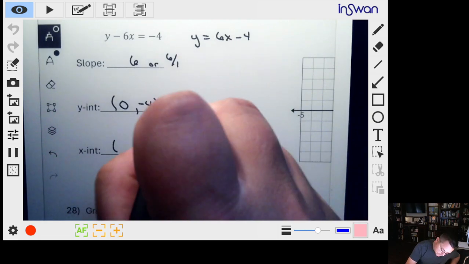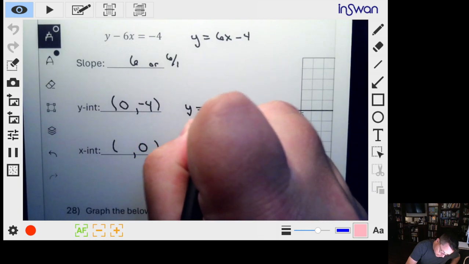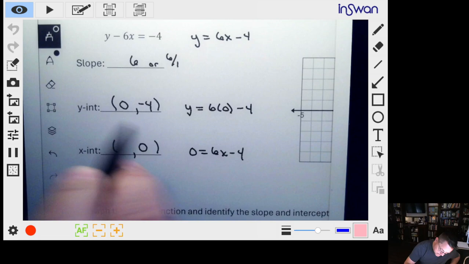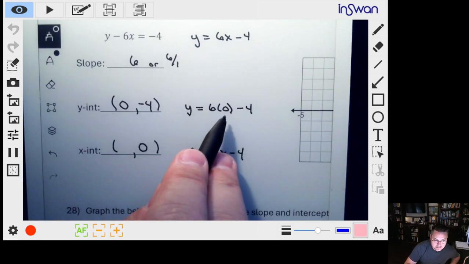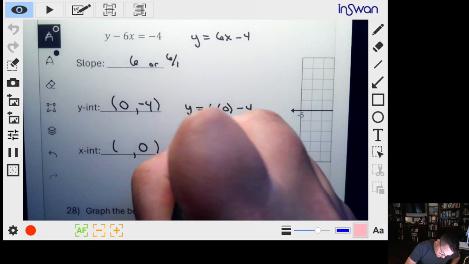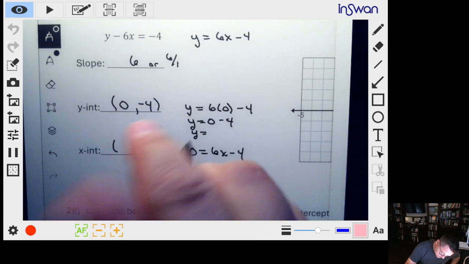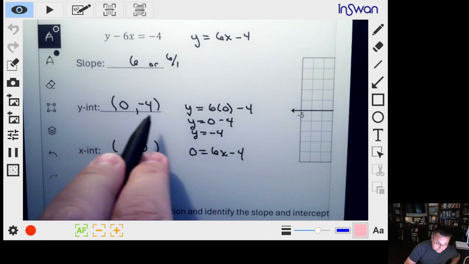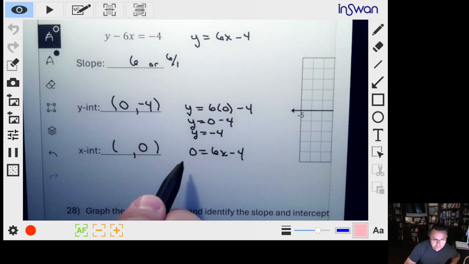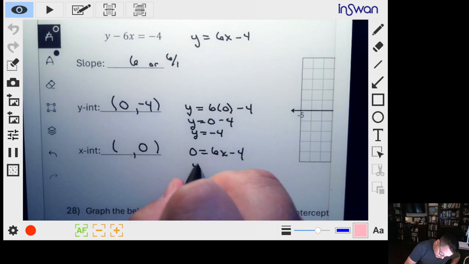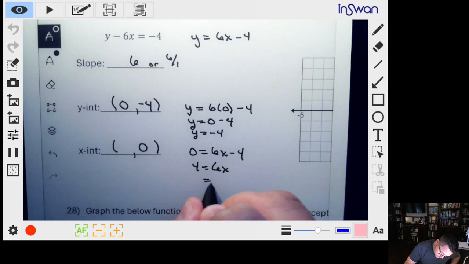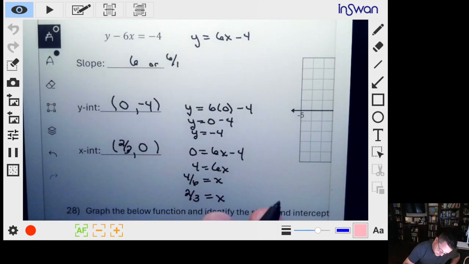By the way, I should have probably shown you, just so that you saw it, when I found the y-intercept, I let x be 0, so I solved this. Oops, sorry. And that's where I got the negative 4 from. When I'm finding the x-intercept, I let y be 0. Move this over. Divide. Simplify. Okay, so x is 2/3.